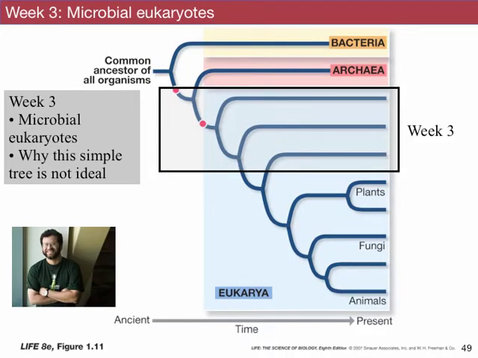In week 3, we're going to focus on the eukaryotes that are not plants, animals, and fungi. They are generally called microbial eukaryotes because most of them are microorganisms. That is, we can't see them without a microscope. There are some exceptions to that. So kelp is one of the lineages that we will be talking about, even though it is not a microorganism. It's very large. But it is in these other groups that are not plants and animals and fungi. So we're going to talk about those lineages in week 3.